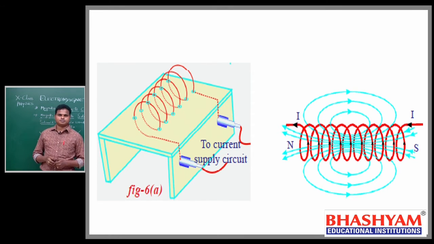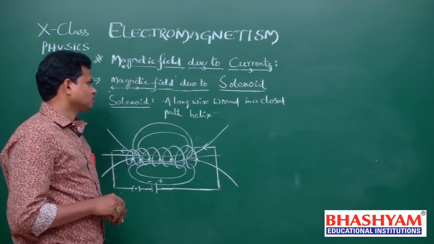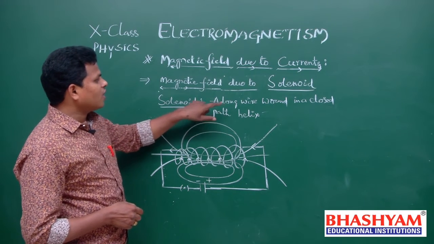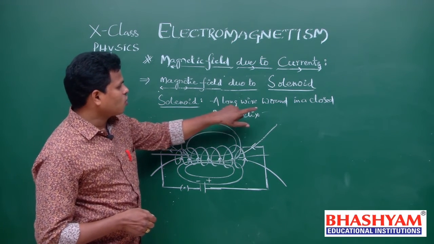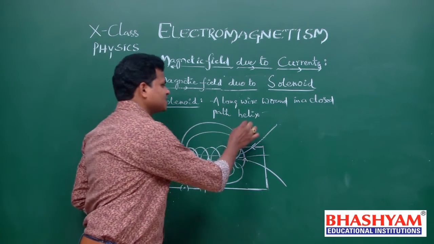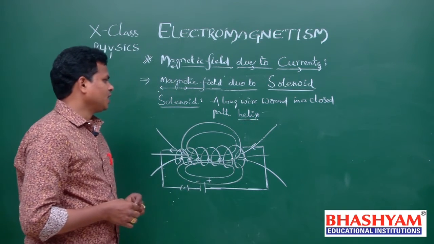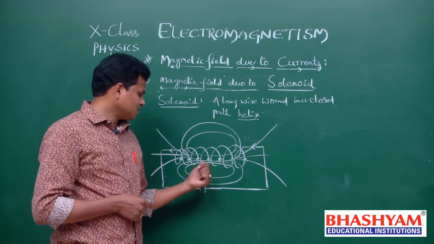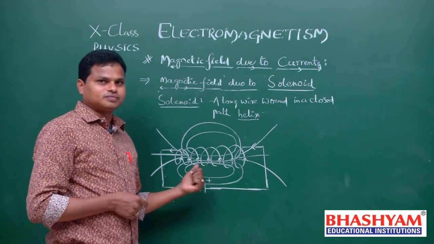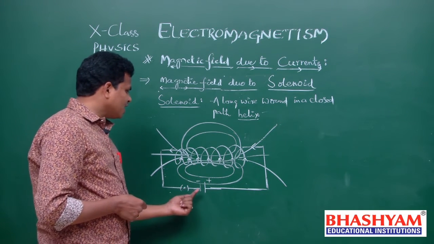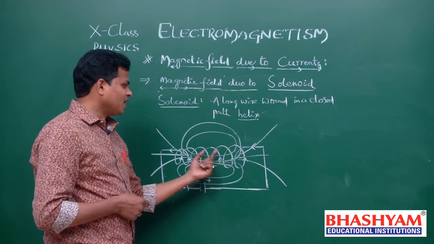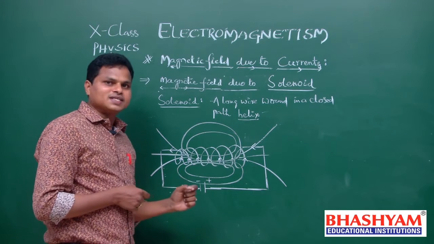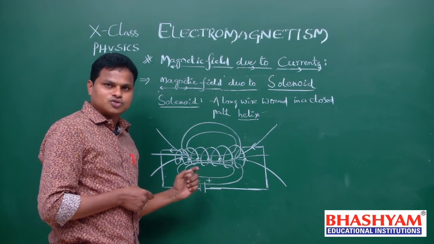Look at the board. Solenoid means a long wire wound in a closed path helix. Helix means a cone shape in the form of a spiral. You know that spiral binding, spiral. Like that, the solenoid is there. Now, whenever the current passes through the solenoid, the magnetic field is produced in this pattern. Now, what is the direction of magnetic field due to the solenoid?